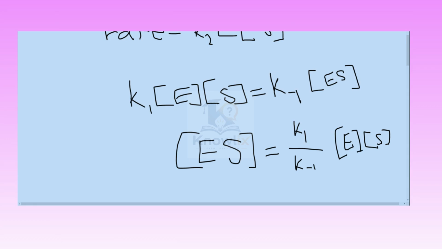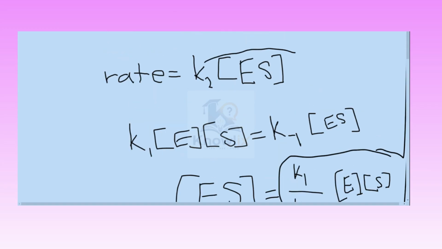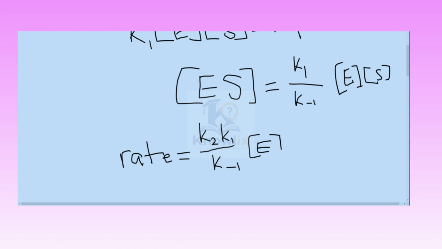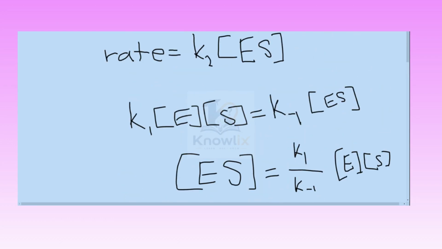So now let's plug this in for the enzyme-substrate concentration here. And we will see that our rate is equal to k2 times k1 over k-1 times the concentration of the enzyme times the concentration of the substrate. And there you go.